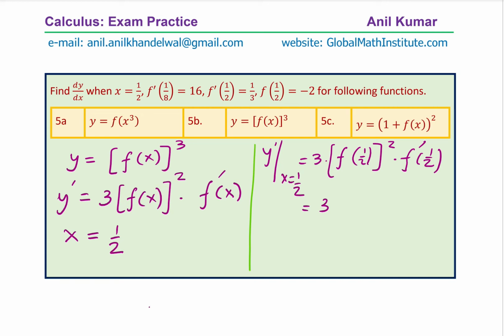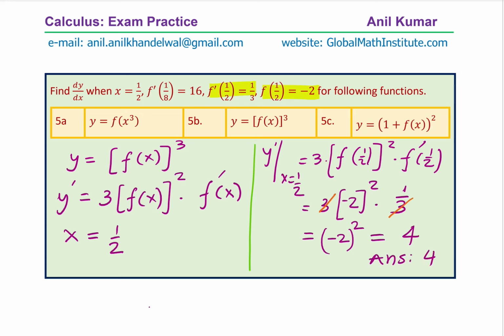Now we're given this value of f of half, which is minus 2, and f prime of half is given to us as 1/3. We're going to substitute these values. So within brackets, f of half, which is minus 2, whole square, times the derivative at half, which is 1/3. So the 3 and 3 cancel, and you're left with minus 2 square, which is indeed 4. So in this case, the answer is 4. Perfect.